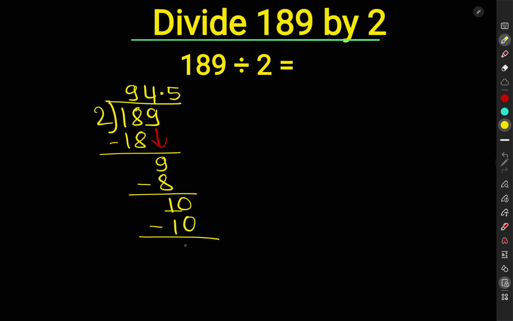On subtracting, we got 0. So 189 divided by 2 is 94.5.